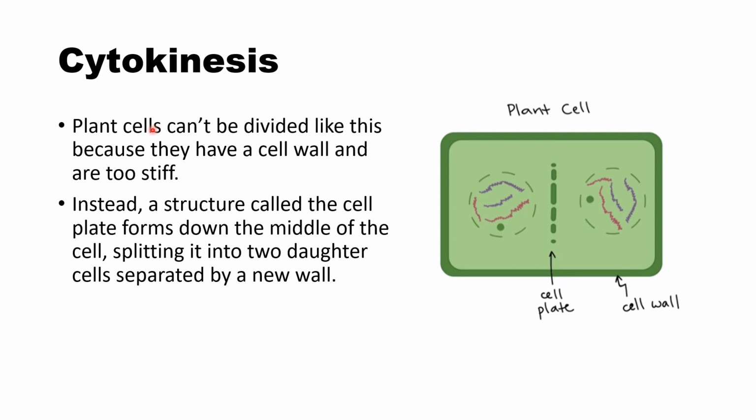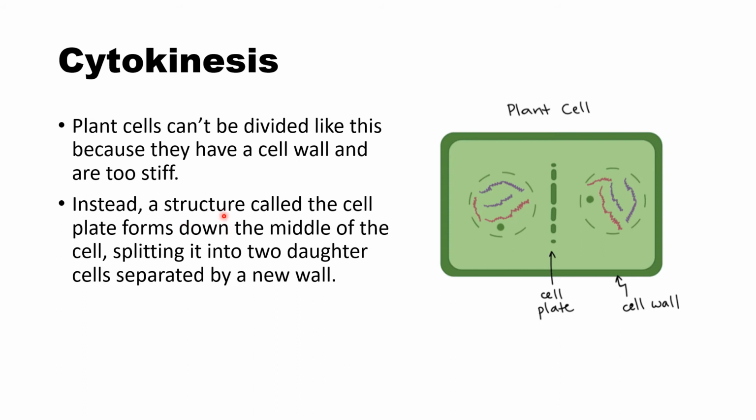So, doon sa plant cells, kasi may pagkaiba yun sa animal cells. Plant cells can't be divided like this, doon sa parang may cleavage furrow ka na tinatawag doon sa animal cells, because yung cell wall ng plant cells are too stiff. So, medyo hindi masyadong flexible yung cell wall ng plant cells. Kaya hindi ka makakapagbuo ng parang cleavage furrow, hindi tulad doon sa animal cell.